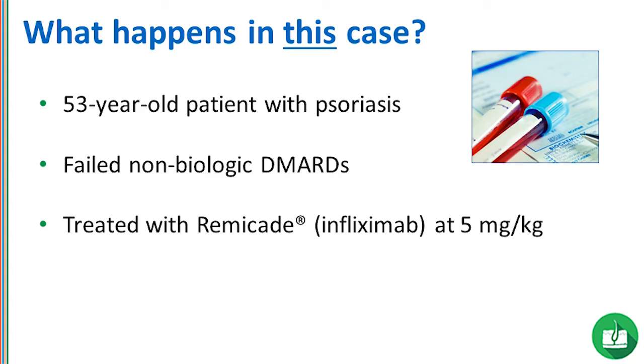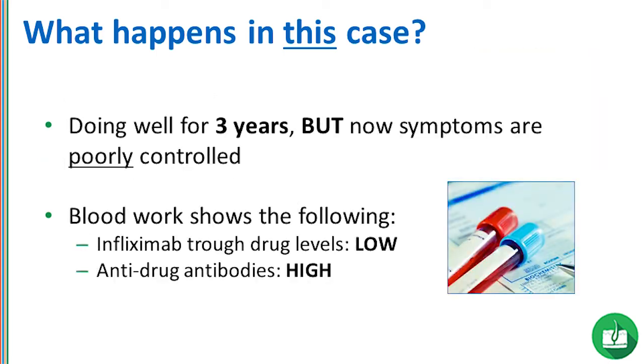Well, let's consider another situation. Here we have our 53-year-old patient with psoriasis, and again has failed the DMARDs, was treated with the branded infliximab at the standard dose, and was doing great for 3 years, but now the drug stops working. The symptoms are poorly controlled. The disease is coming back. The blood work shows that the infliximab trough levels are low and anti-drug antibody levels are high. Is this a good time to switch to the biosimilar?